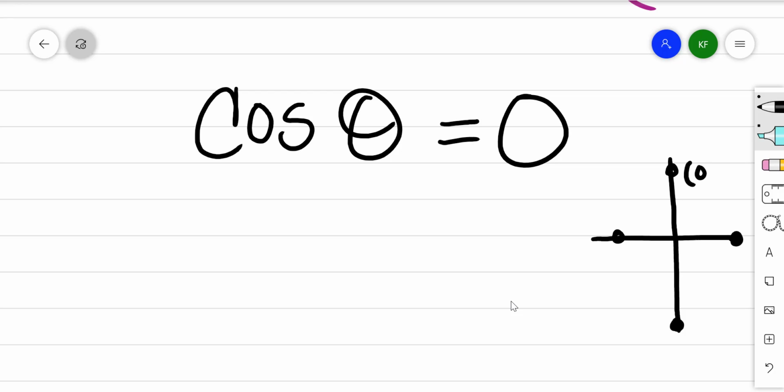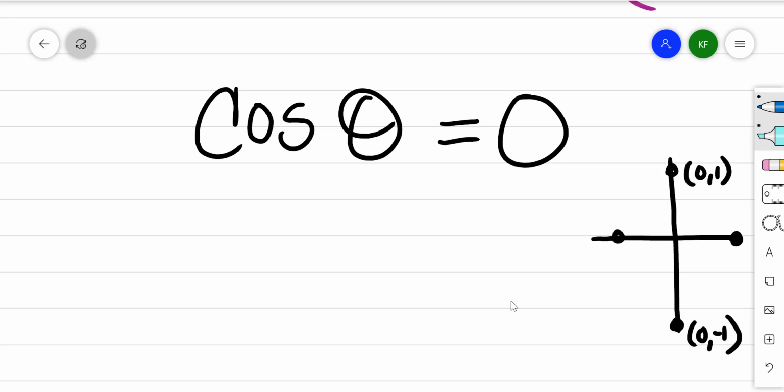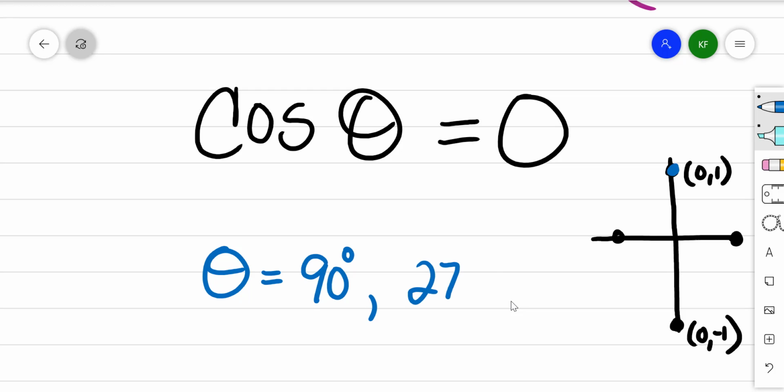This is cosine, and then it's 1 and 0 and negative 1. So we look at this and we know that one angle, and remember they want it in degrees in this problem, one angle here is 90 degrees. The other angle for this problem is 270 degrees.